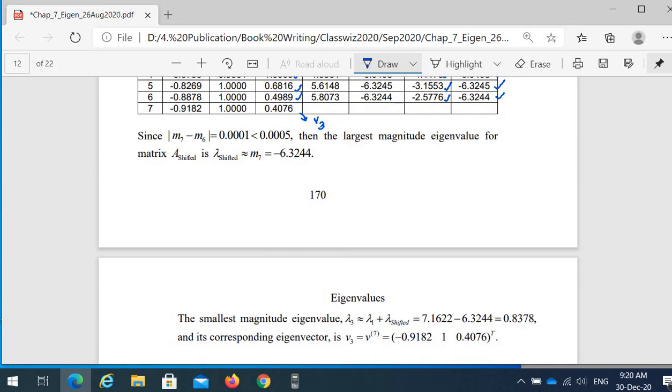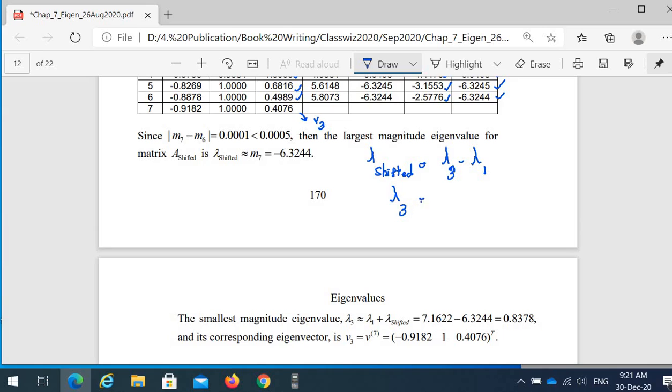Okay. So we get the lambda shifted here. Then remember, lambda shifted is actually your lambda n minus lambda 1. So you want to find, in this case, it is 3, because the smallest is lambda 3.